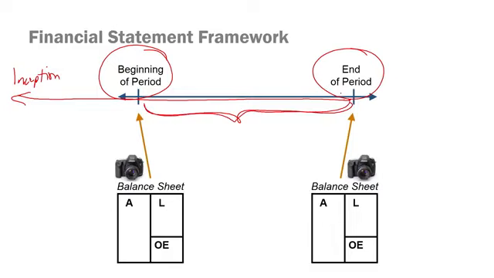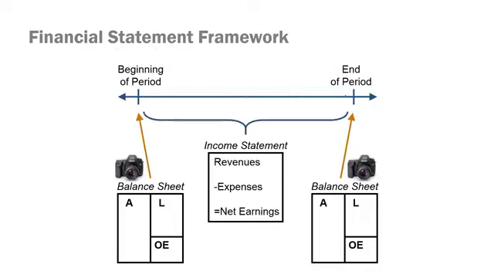Wouldn't it be terrific if we had something that would tell us how this financial position had changed from the beginning of the period to the end of the period, or would help us understand that change? Well, luckily we do. We have two statements that help us understand how we get from the beginning of the period to the end of the period. The first one is the income statement.